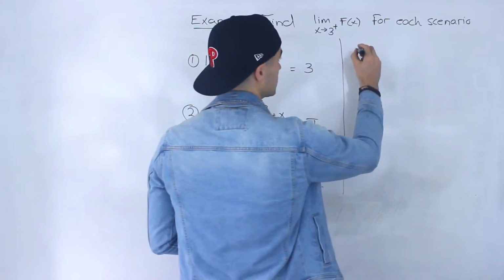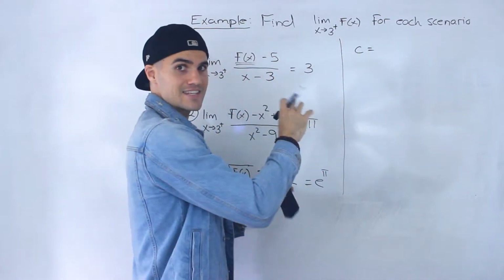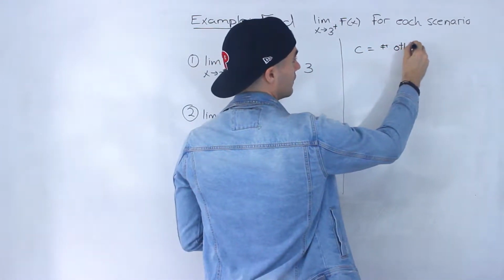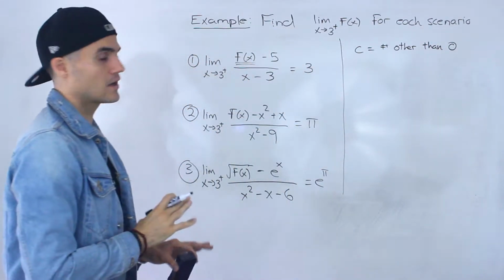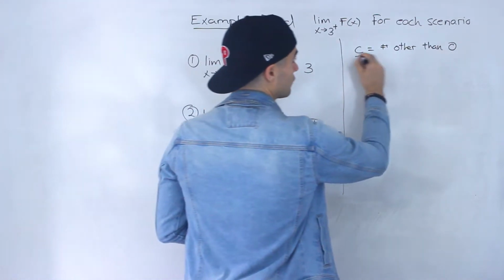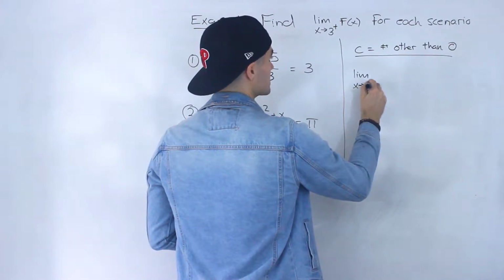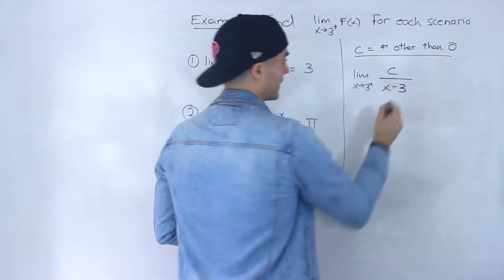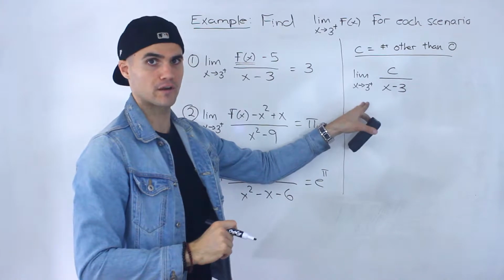So the first thing I'm going to introduce is some kind of constant c. And let's say that this c here could be any number other than 0. Some kind of constant other than 0. And so if we rewrite this limit as x approaches 3 from the positive side of that constant over x minus 3, like that. What's going to happen over here?